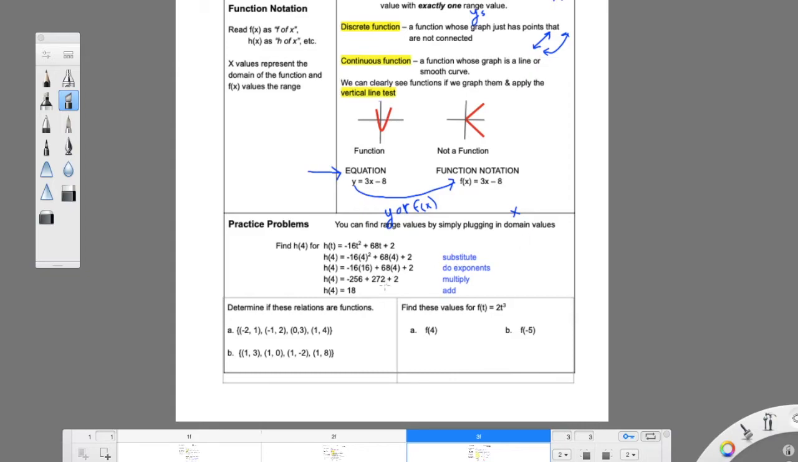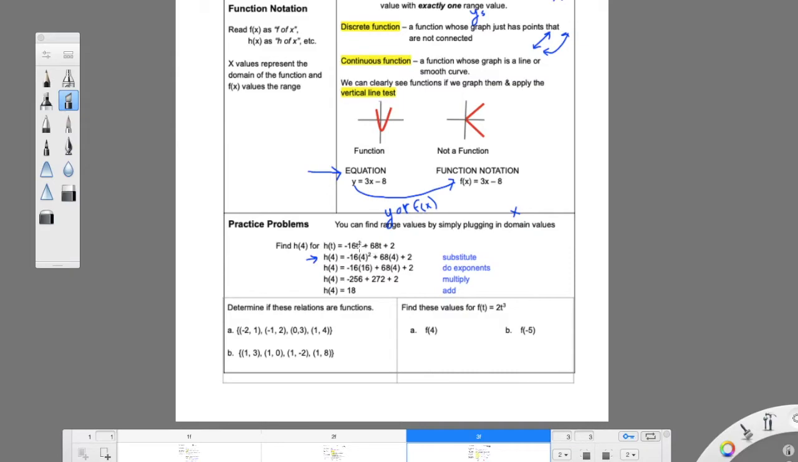So if they say find h of 4 for h of t, what they want us to do is plug 4 in the place of this t. Wherever we see t, they want us to plug in 4. That's what they're asking us to do here. That's what this notation means. So down here we can see h of 4 equals negative 16 times 4 squared.